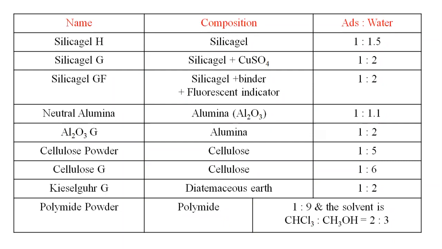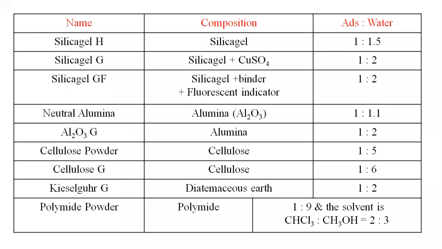This silica gel GF is mainly used for the estimation or identification of fluorescent compounds. The ratio we are using is 1 to 2. And neutral alumina, nothing but aluminum trioxide, the ratio is 1 to 1.1. And aluminum trioxide G, nothing but gypsum, will be there, nothing but a binder will be there along with the aluminum.